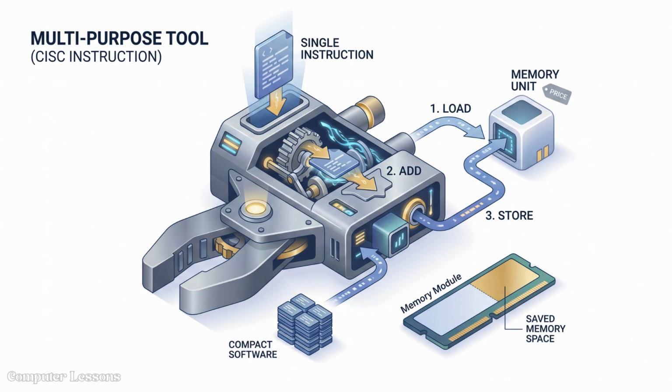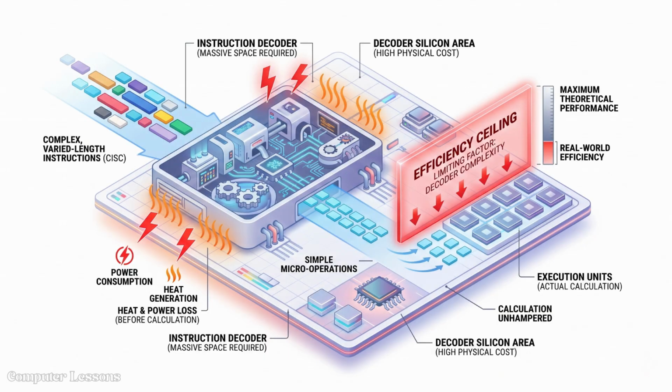In a CISC environment, a single instruction can perform multiple operations, such as loading data from memory, performing an addition, and storing it back. Think of it as a heavy, multi-purpose tool that can do several jobs but requires significant energy to lift. This allows software to be compact, saving precious memory space. However, this complexity comes at a significant physical cost inside the silicon itself.